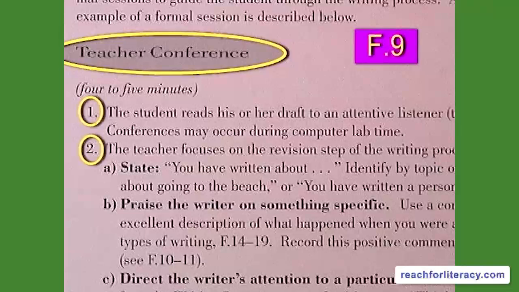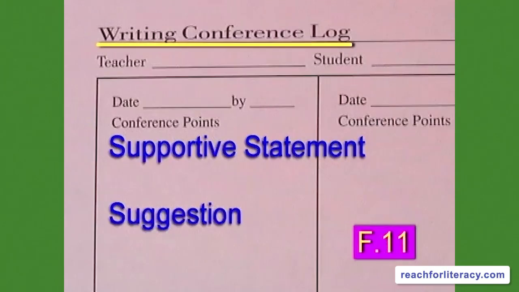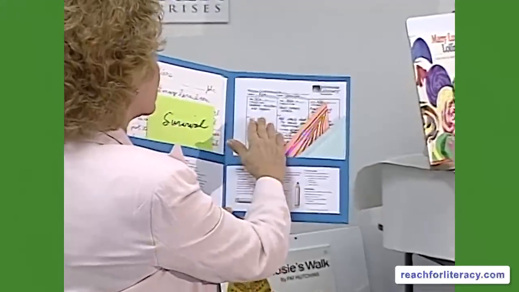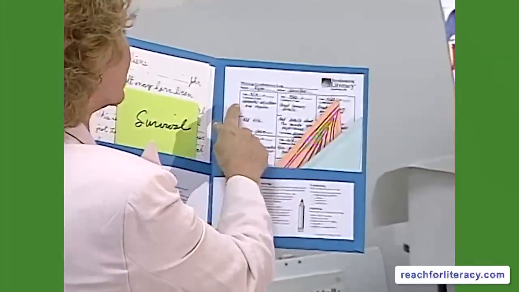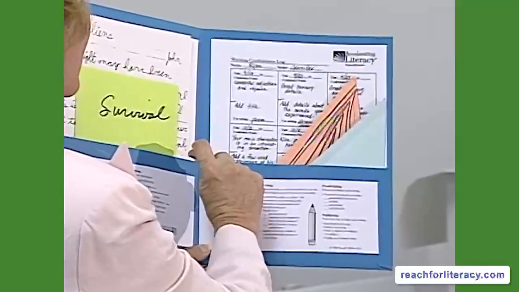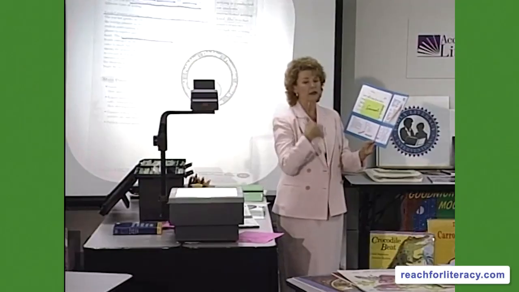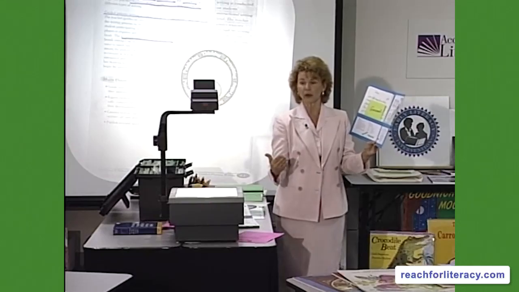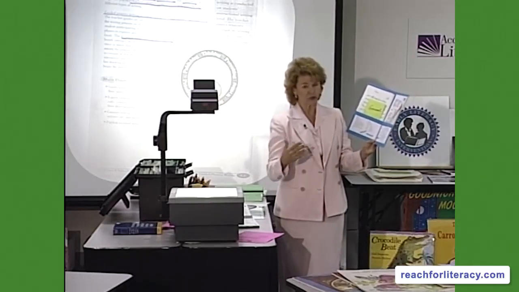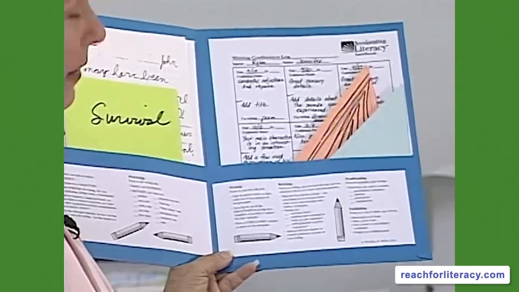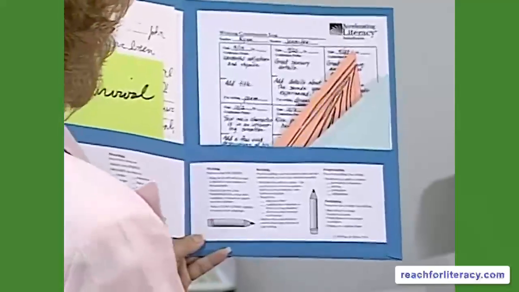The conference steps are given in your book, and we will look at those and I will take you through those. But you will be filling out a conference log. On this conference log, you will notice that it's going to have a supportive statement and it's going to have a suggestion that you give to the student. And a little bit later we will walk through an example of this with one of the students' writings that I'm going to share with you.